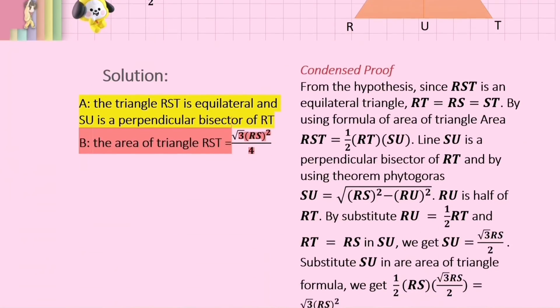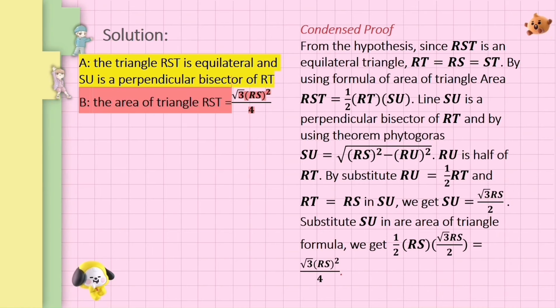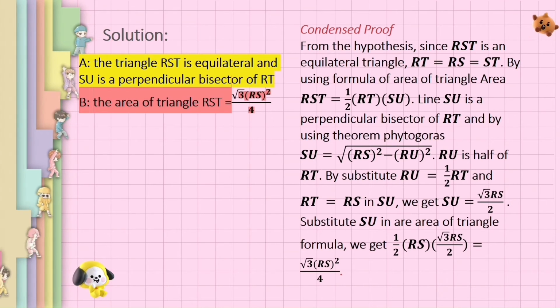To do the condensed proof, we just explain what is happening in the analysis proof. So we got from the hypothesis, since RST is an equilateral triangle, RT equal to RS equal to ST. By using the formula of the area of a triangle, area RST equal to 1 over 2 RT times SU. So line SU is a perpendicular bisector of RT, and by using the Pythagorean theorem, SU equal to square root of RS squared minus RU squared. RU is half of RT. So by substituting RU equal to 1 over 2 RT and RT equal to RS in SU, we get SU equal to square root of 3 RS over 2.